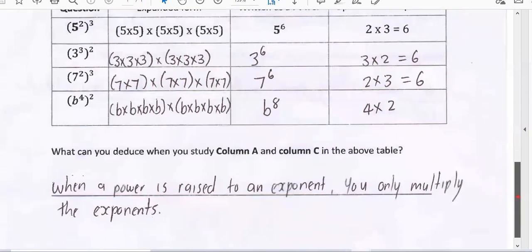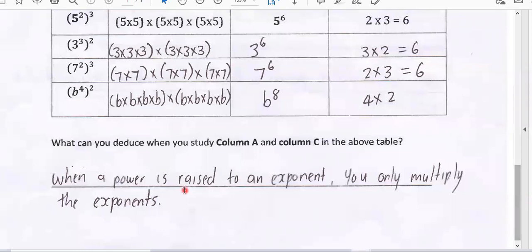So what can we deduce from this observation? It says when a power is raised to an exponent, so this is the power inside the bracket, remember the power is made up of a base and an exponent. So when we have a power raised to an exponent, you only multiply the exponents. That's why we wrote down the power, which was b, and we only multiplied the exponents, which was 4 times 2 to give me an answer of 8. And make sure you correct this error over here. Put the equals to sign and write down the answer, which is 8.